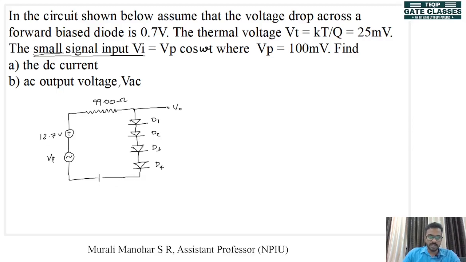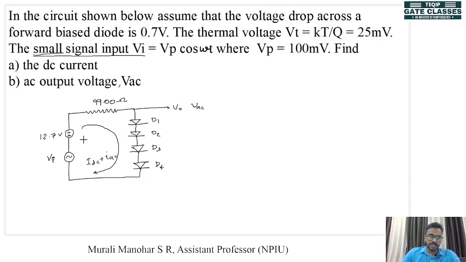So, when you look at the circuit, we have two sources, one DC and one AC. So, there will be a current through this circuit and that current will have two parts, one DC part and one AC part, because there are two sources. Now, you know superposition theorem. So, we will apply superposition theorem here and find out what is IDC and what is IAC, and then we will find out what is VAC, which is the AC output voltage.